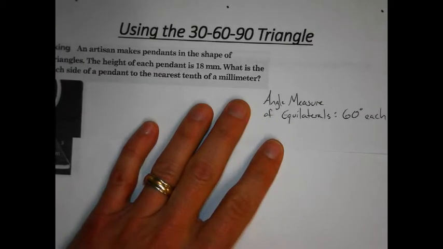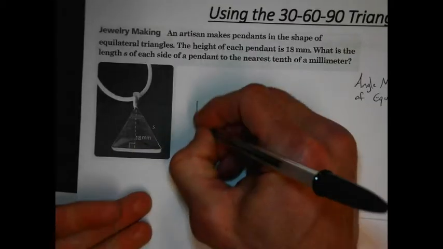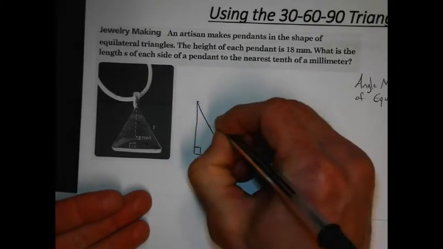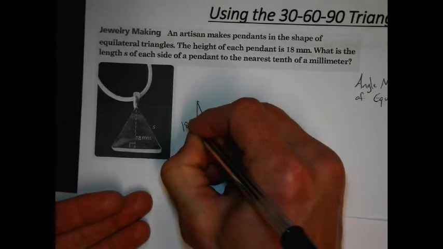Here's a neat note you should know. If you're dealing with an equilateral triangle, you have 60-degree angles each. So if we were to click and zoom on this part of the triangle, we have our right triangle. We have an S here. The length here was 18 millimeters.